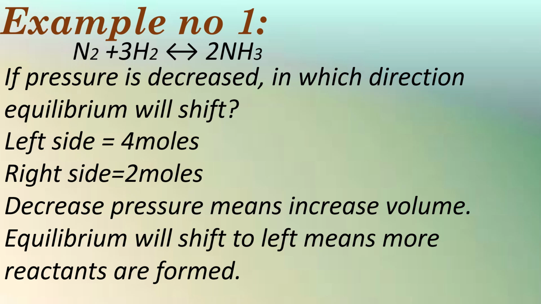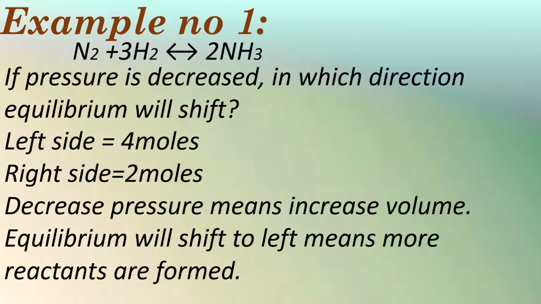Example number 1. This is the reaction. Nitrogen gas plus 3 hydrogen gas gives us 2 moles of ammonia gas. So this is a reversible reaction. As the symbol indicates, 1 mole nitrogen reacts with 3 moles hydrogen to produce 2 moles ammonia. This is a reversible reaction. If pressure is decreased, in which direction will equilibrium shift?